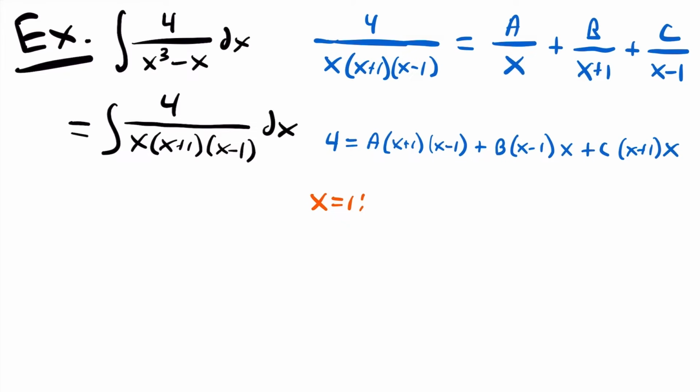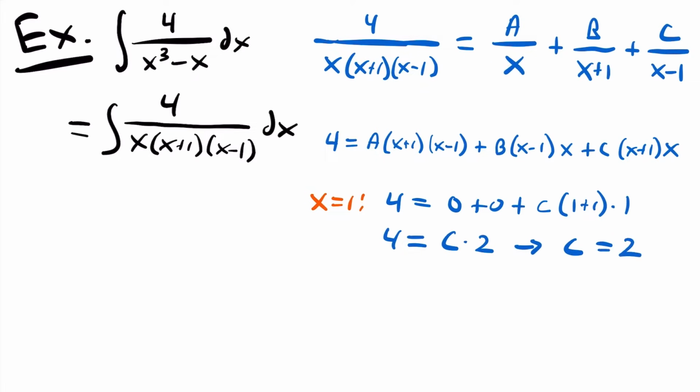Okay, so if we plug x equals 1 into this equation, we will have 4 is equal to 0 plus 0 plus c times 1 plus 1 times 1. So these two terms became 0, which eliminated b and a from the equation and just leaves us with c, and so we can solve for it. And so 4 is equal to c times 2, right? 1 plus 1 is 2, times 1 is still 2, and so if we divide both sides of this equation by 2, we will find that c is equal to 2. All right, so we found c.